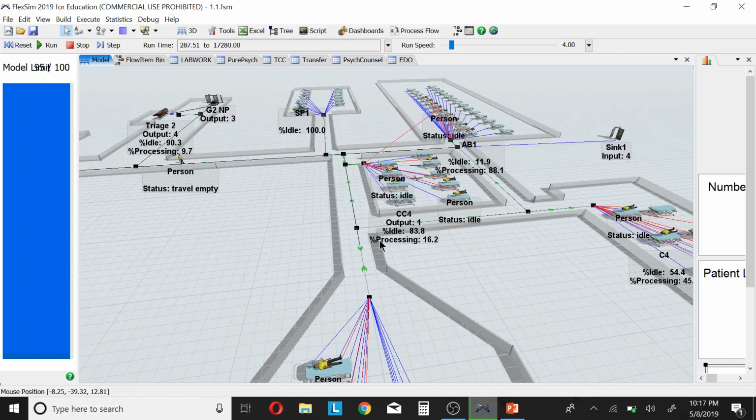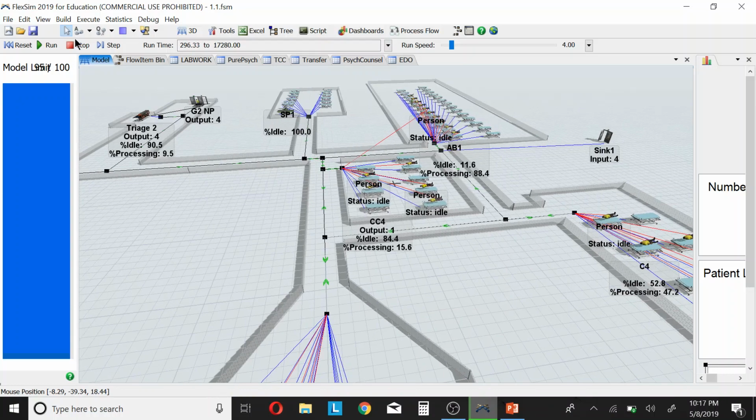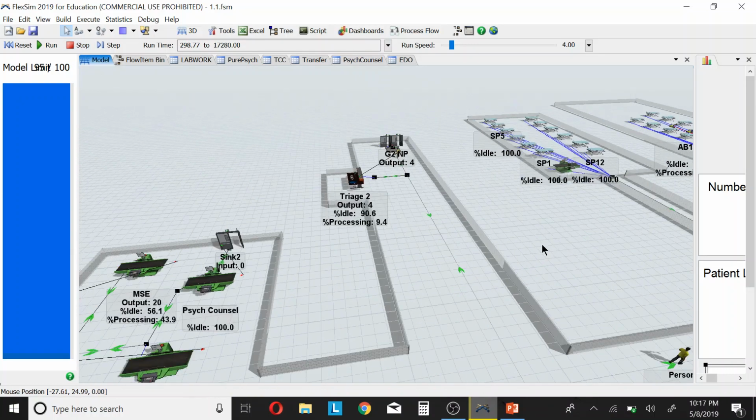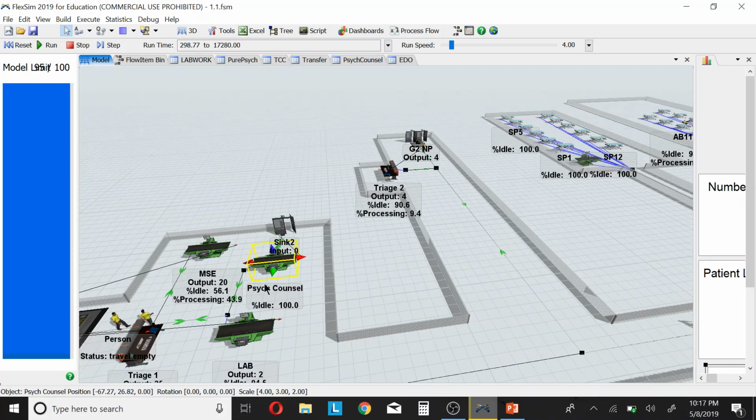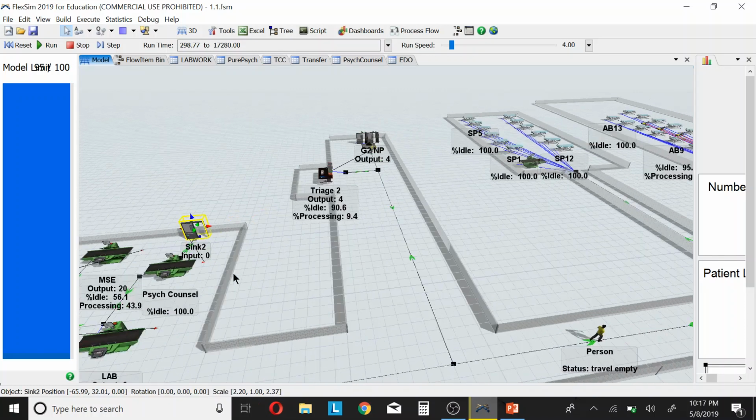And now it comes to our recommendation. So this is the recommendation, this is the psych counselor. When the patient comes here, only the 2% of patients who come for the medication refill or something will come here, get their medication and can exit from this gate, which will reduce the length of stay for them.